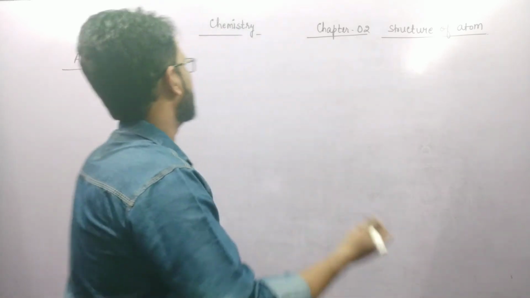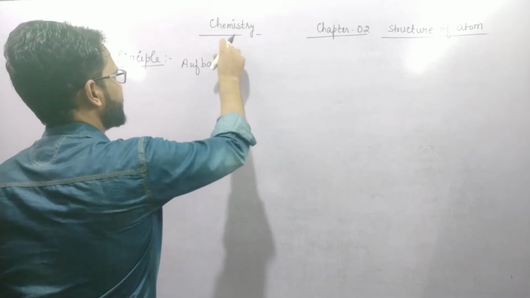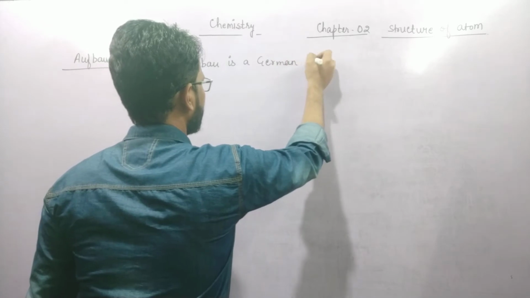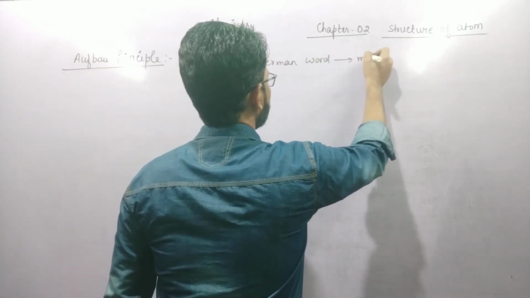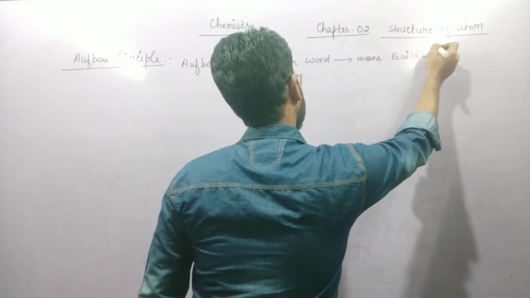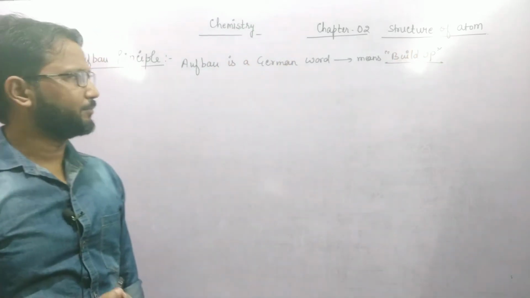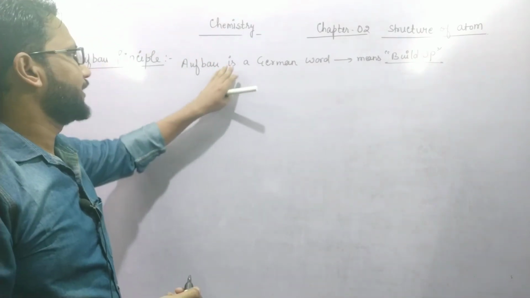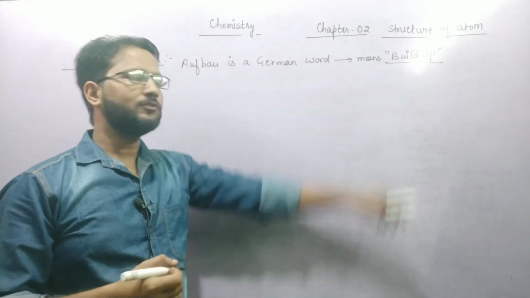Aufbau is a German word which means build up. Build up means formation of anything; making of anything is called Aufbau. So Aufbau is not a scientist. Aufbau is a German word which means build up.